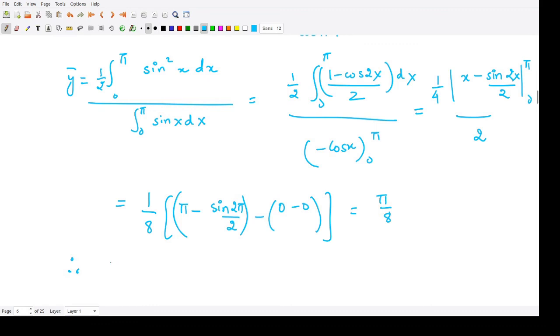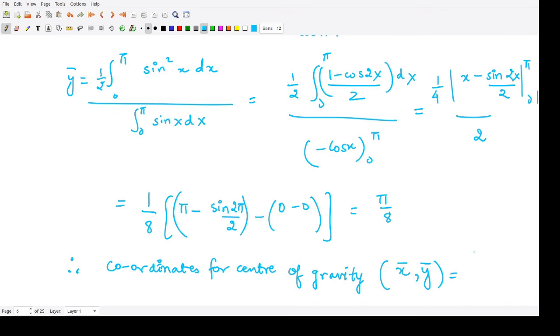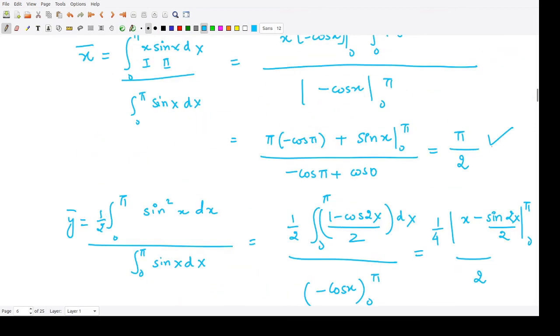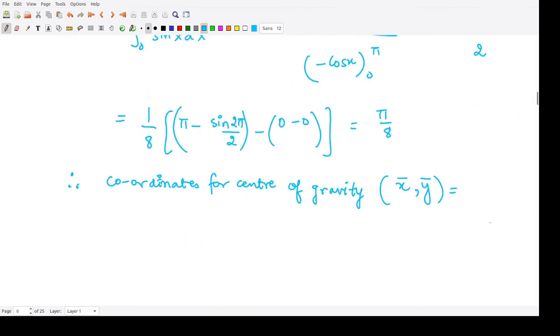Therefore, the coordinates for the center of gravity are basically this x bar comma y bar, and what is the value of x bar? We have it to be pi by 2. So we have this to be pi by 2 and pi by 8. So this is the final answer.